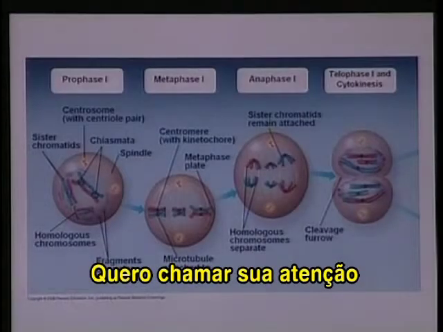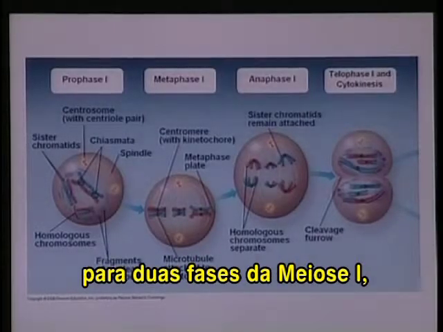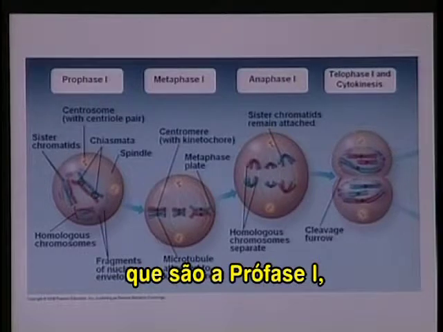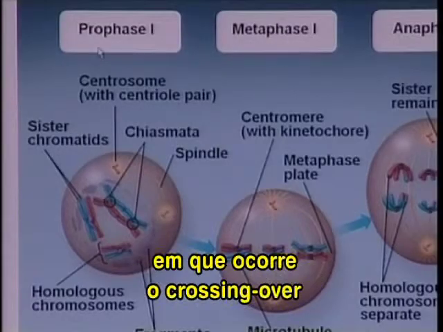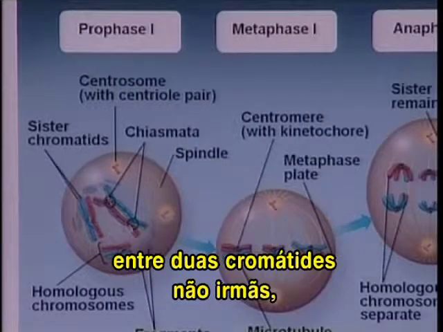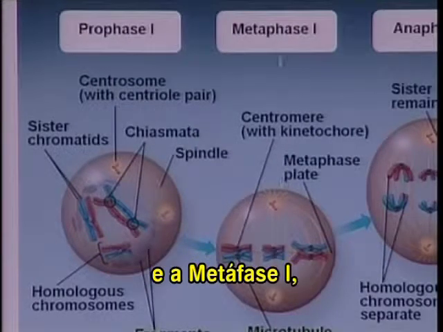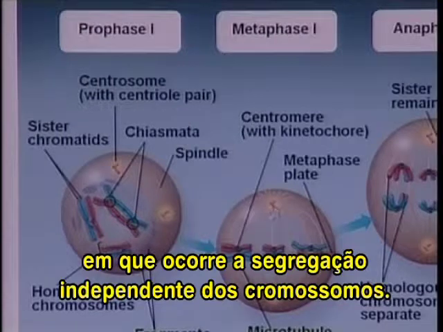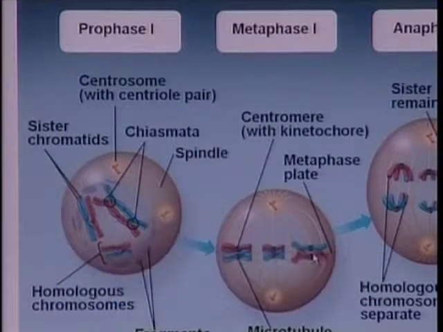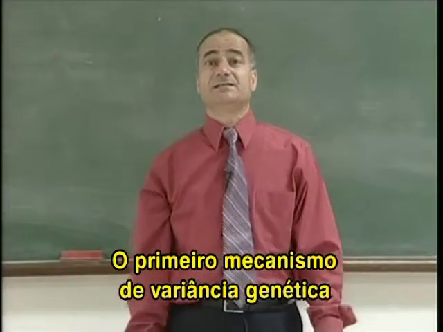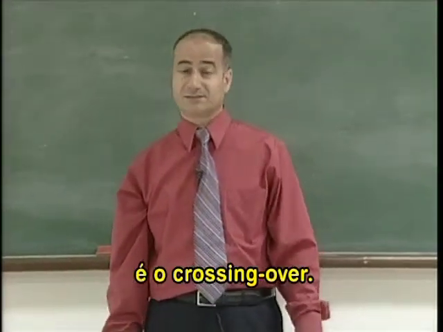I want to draw your attention to two phases in meiosis 1, namely prophase 1, in which crossing over takes place between non-sister chromatids, and metaphase 1, in which independent assortment of chromosomes takes place. The first mechanism of genetic variation is crossing over.